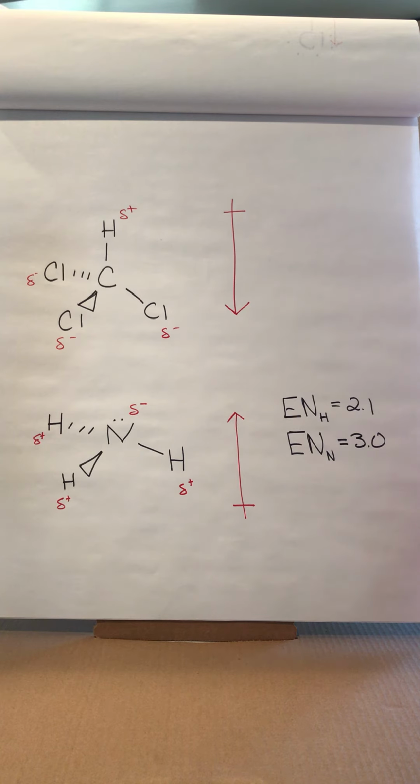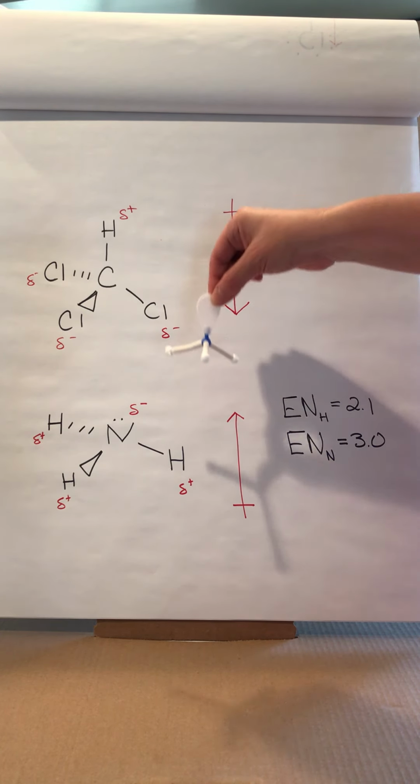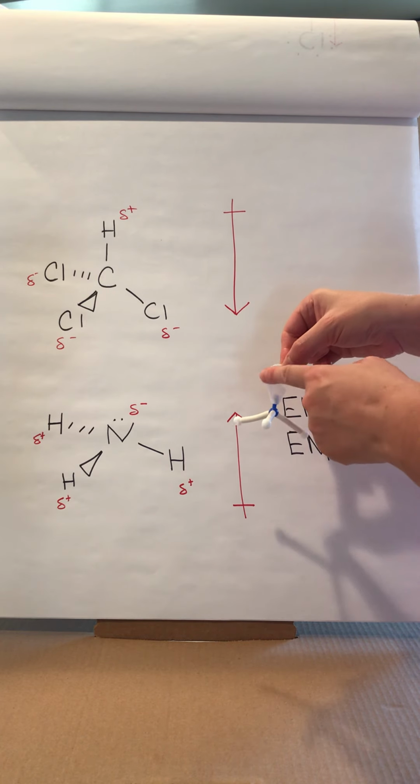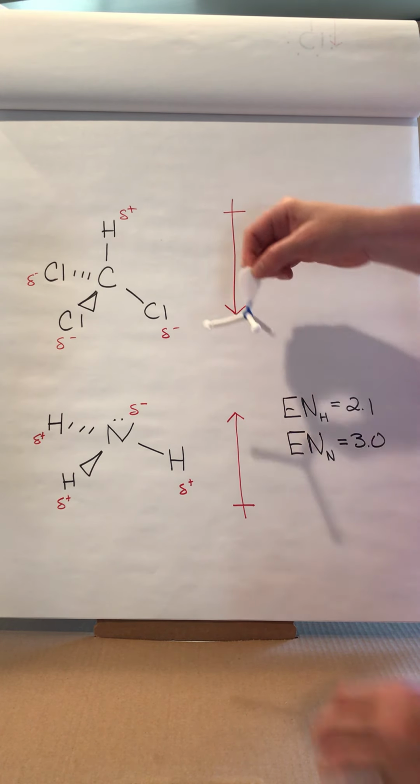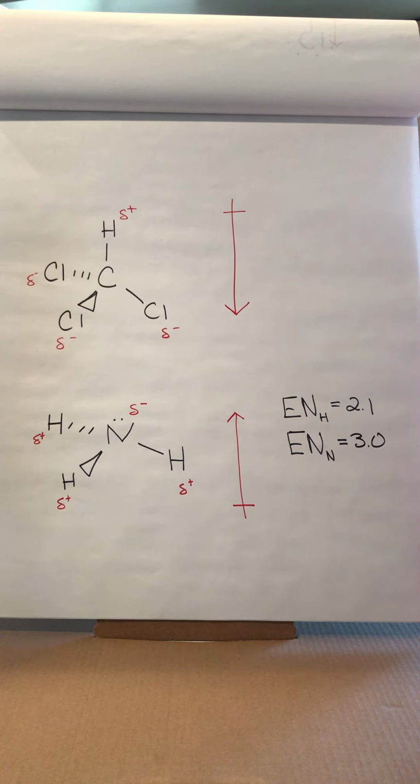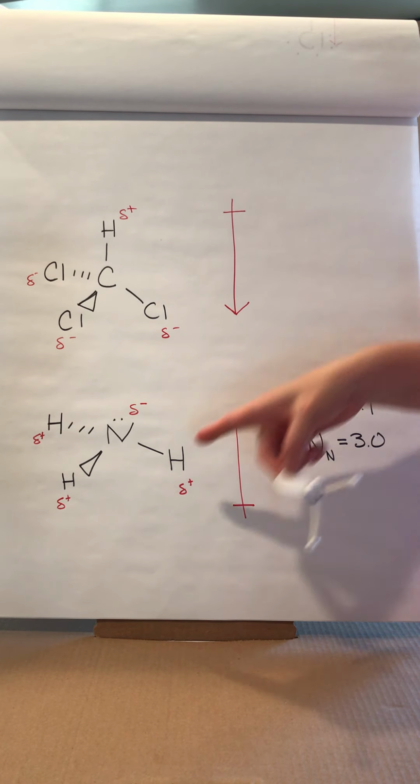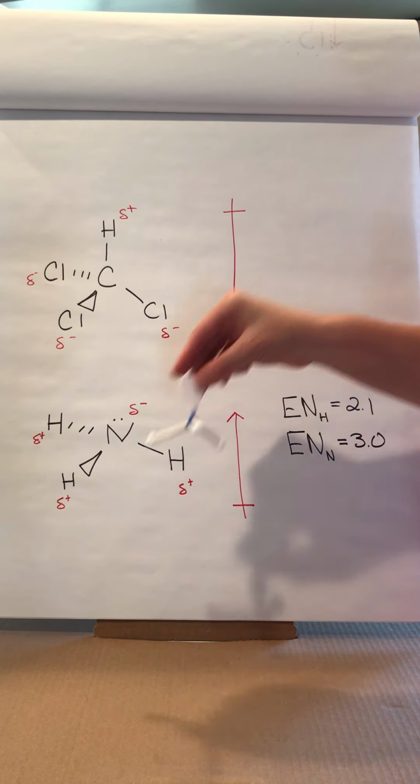Now, our next example is ammonia. So we've got NH3 right here. So right up here, we've got the lone pairs. Now, nitrogen has an electronegativity of 3, and hydrogens have electronegativities of 2.1. So the difference there is 0.9. So these are definitely polar bonds.